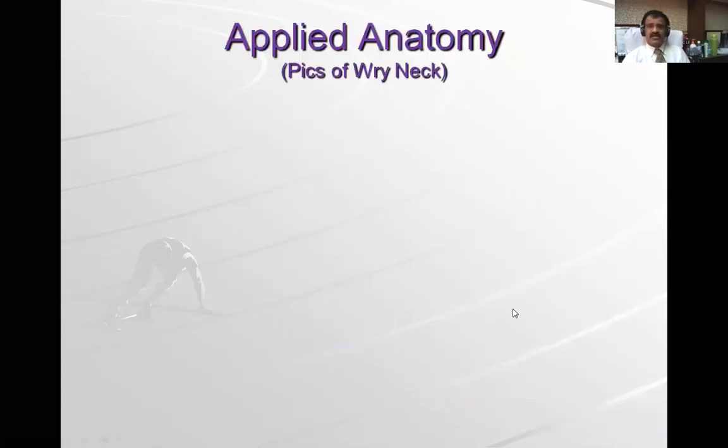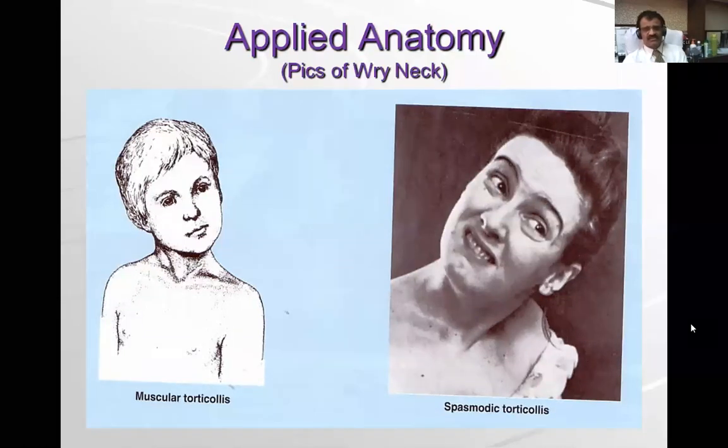Now, what is the applied anatomy of posterior triangle of the neck? We call it Wry neck, W-R-Y neck. That's the important one. You can see these two pictures. It's also called muscular torticollis and spasmodic torticollis, where there is a spasm of trapezius and sternocleidomastoid muscle. Okay, so you can see the vein in the neck.